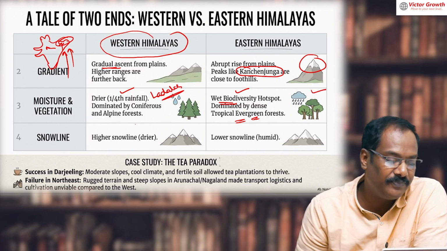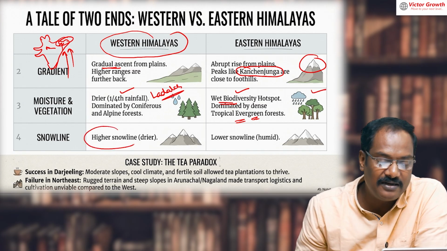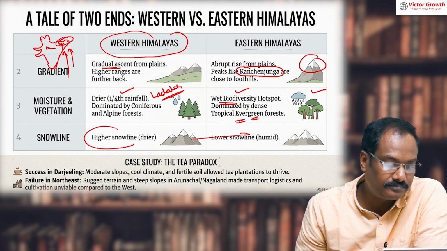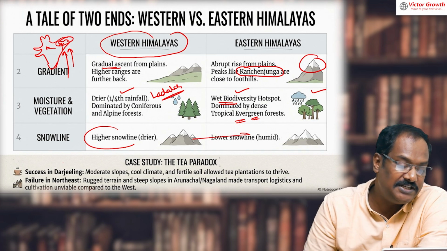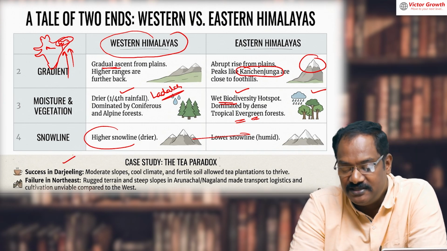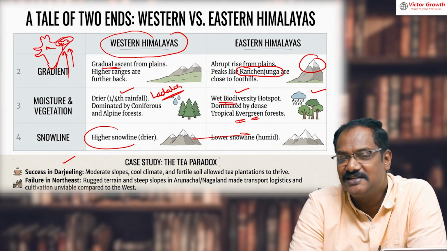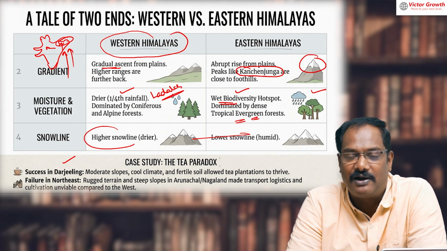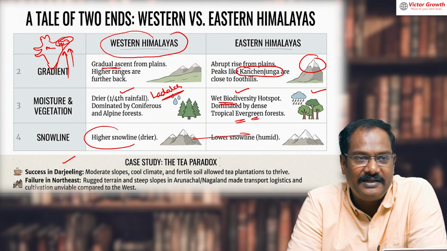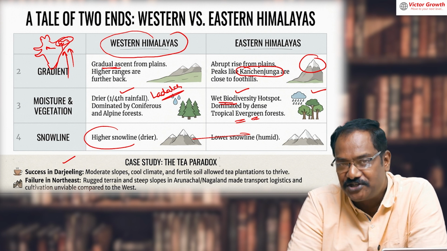Please write down this point: the snow line is higher here, and lower here. Now, Darjeeling, this is from NCERT, they have mentioned this. Darjeeling has one success story, and it is also current affairs. Nowadays Darjeeling tea is not having that natural aroma, and Darjeeling's production is coming down.